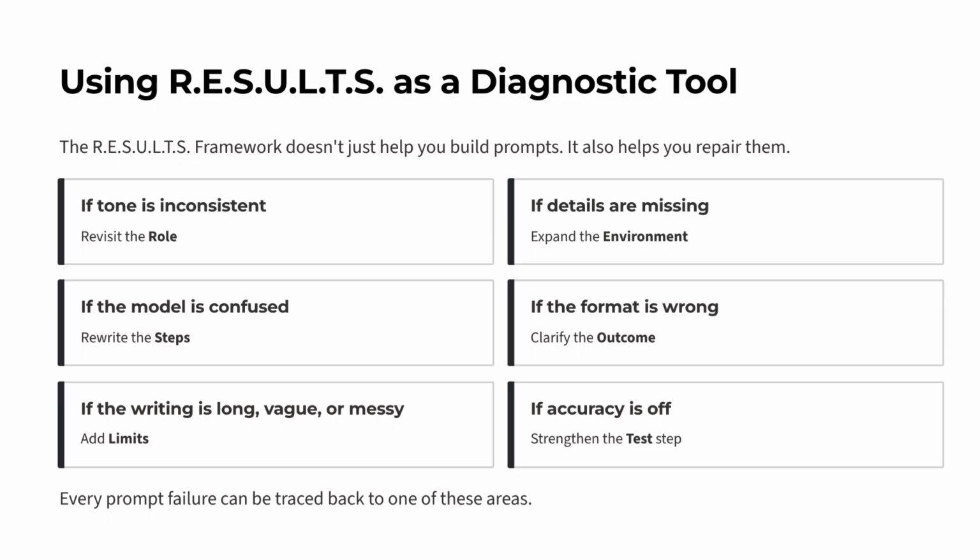If tone is inconsistent, revisit the role. If details are missing, expand the environment. If the model is confused, rewrite the steps. If the format is wrong, clarify the outcome. If the writing is long, vague, or messy, add limits. And if accuracy is off, strengthen the test step. Every prompt failure can be traced back to one of these areas.